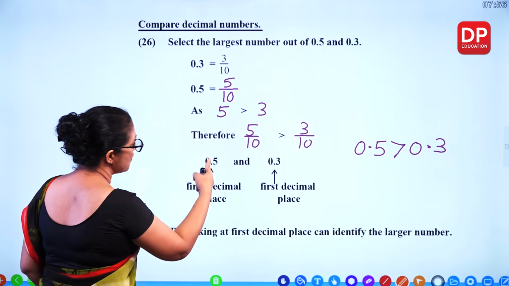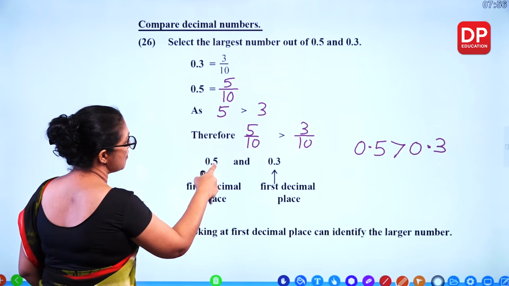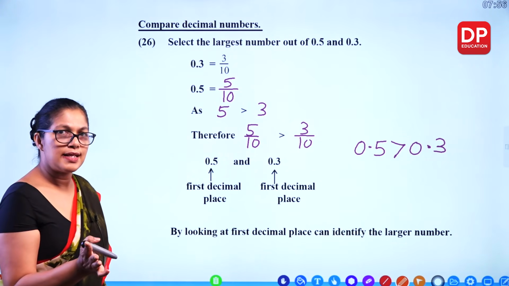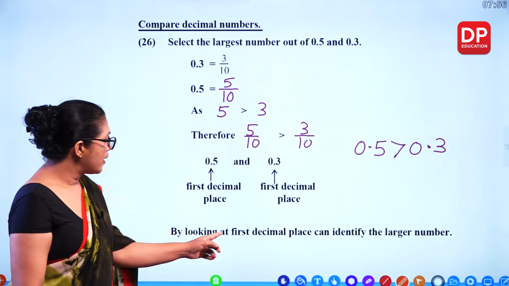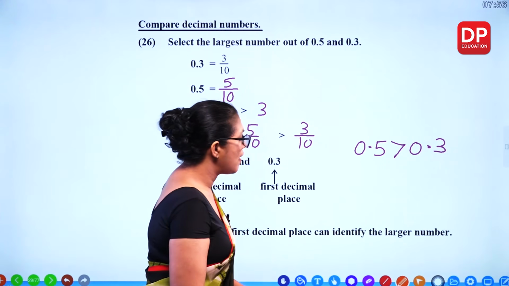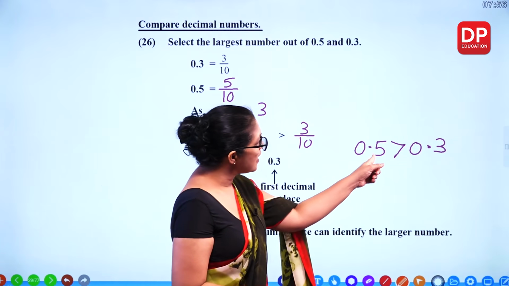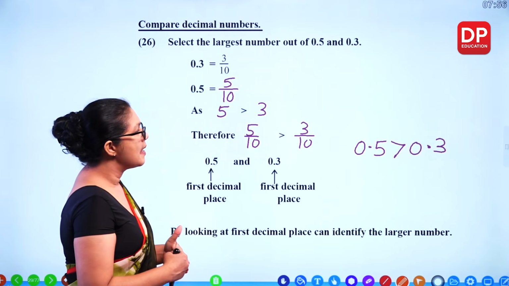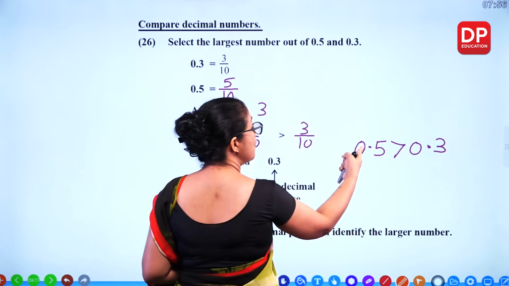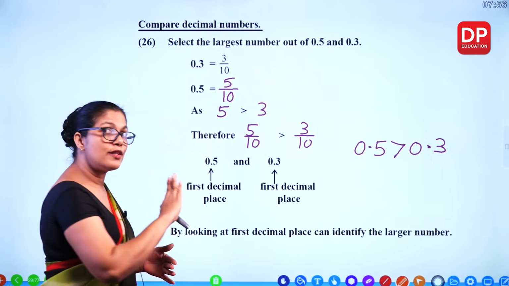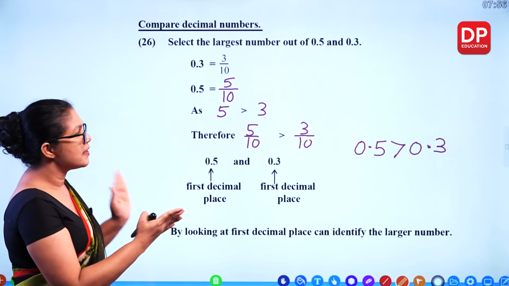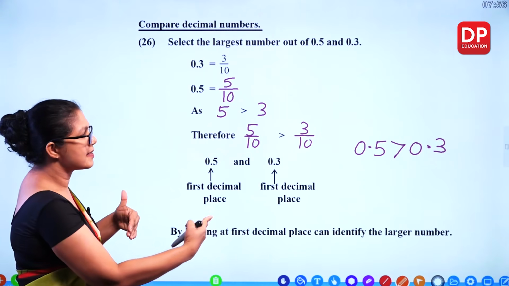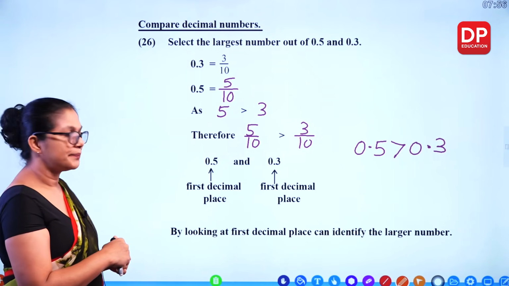So this is the first decimal place. When you get a decimal number, looking at the first decimal place can identify the larger number. If the first decimal place is bigger, that means the whole decimal number is bigger. But if there are other numbers, you have to consider those numbers. In this case, first the ones place is 0. Then you have to take the next step. That's the first decimal place.